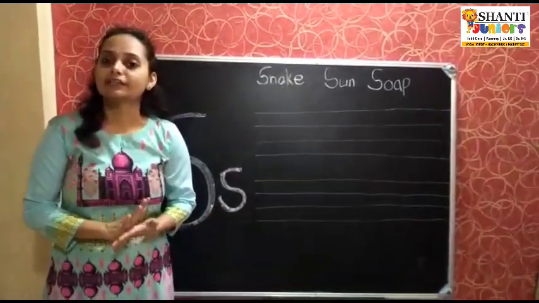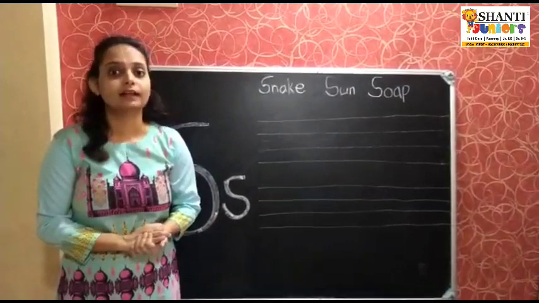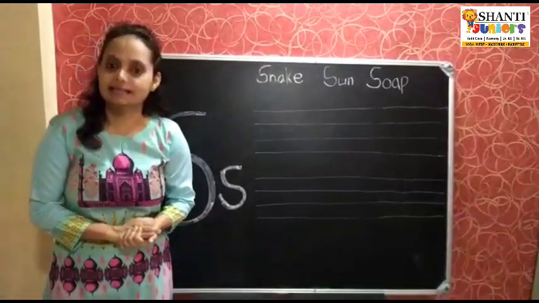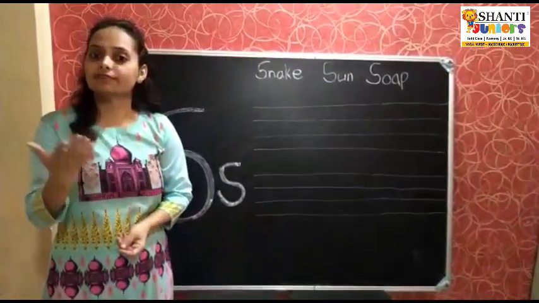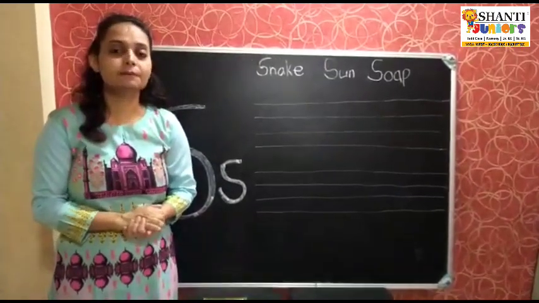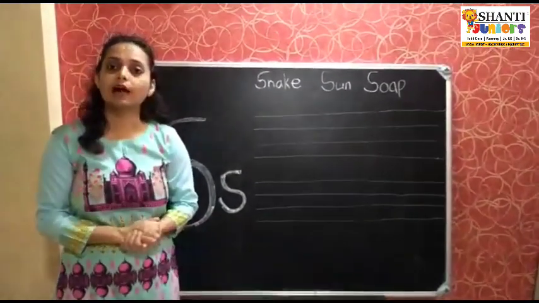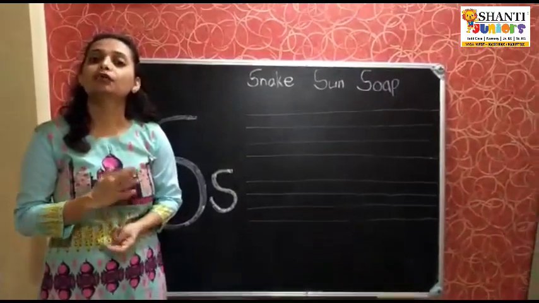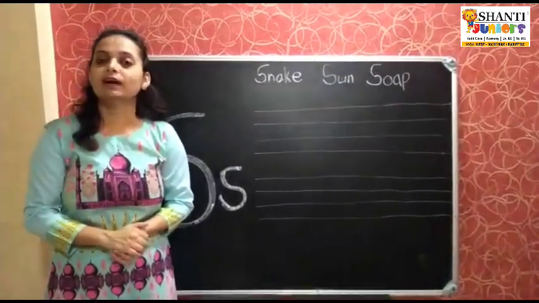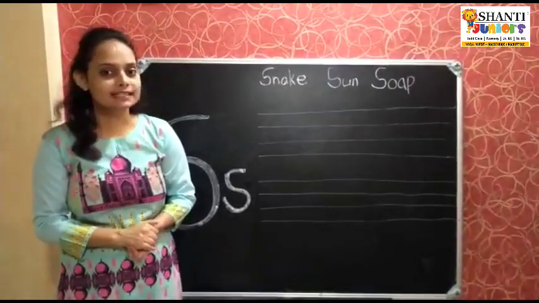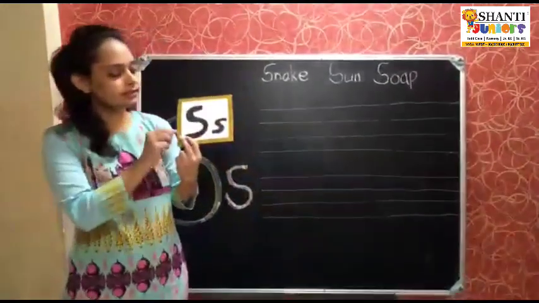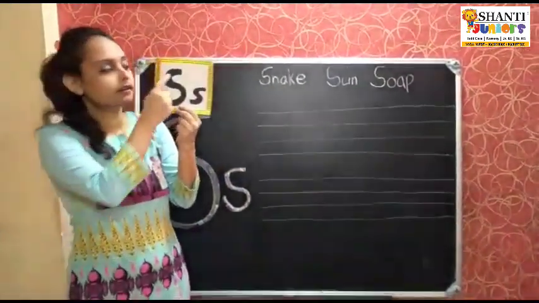So children, as we have learned letter T, today we are going to learn letter S. After T comes S. Today we are going to learn how to write capital S and small letter S, and we are going to learn the sound also. So let's start. Children, this is letter S.